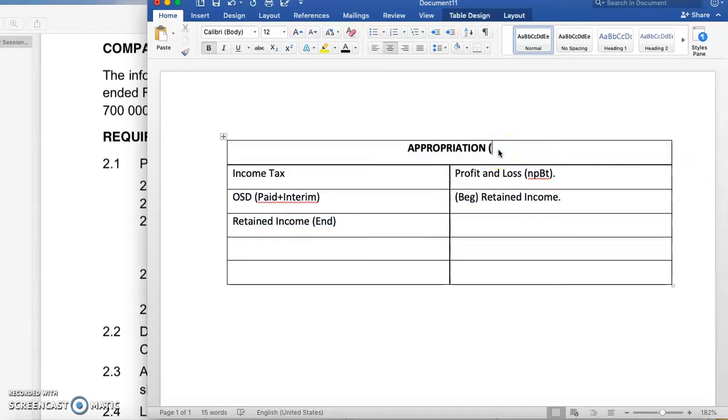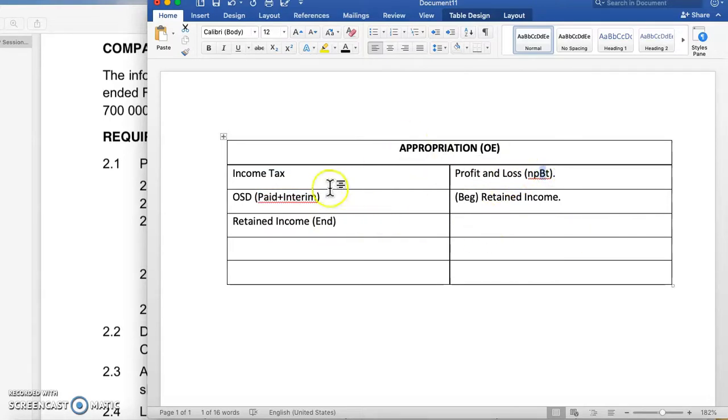Oh, and just a reminder, appropriation is an owner's equity account. If we have a profit, it will be on the credit side because it is owner's equity, and retained income at the beginning goes on the credit side. One more time, retained income at the beginning will be on your credit side and at the end on the debit side. Now you need to learn these account details and you need to know that ordinary shareholders dividends is paid an interim. You should know that the profit and loss amount you use is before tax, right?